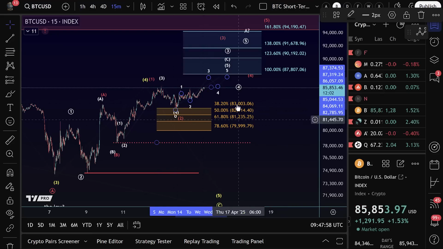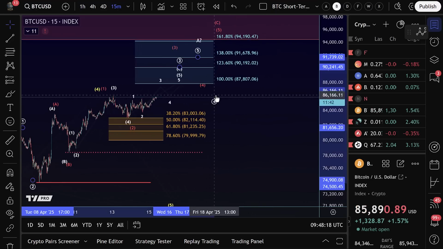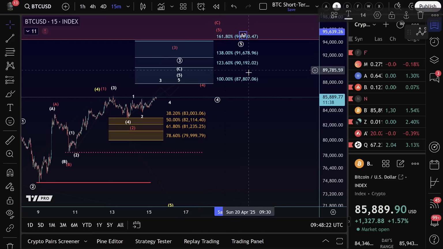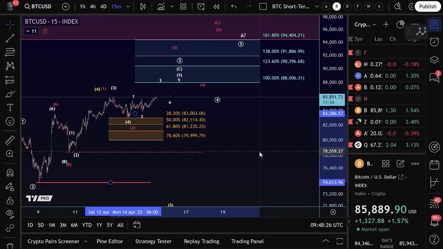And below we have Fibonacci support between 79,999 and 83,000. This Fibonacci support zone remains relevant. When we talk about the short-term bullish count, both the red and the white scenarios are possible. Quick reminder, white is a diagonal pattern. I should probably extend this a bit because time moves on, and then we will move this Fibonacci extension area over.